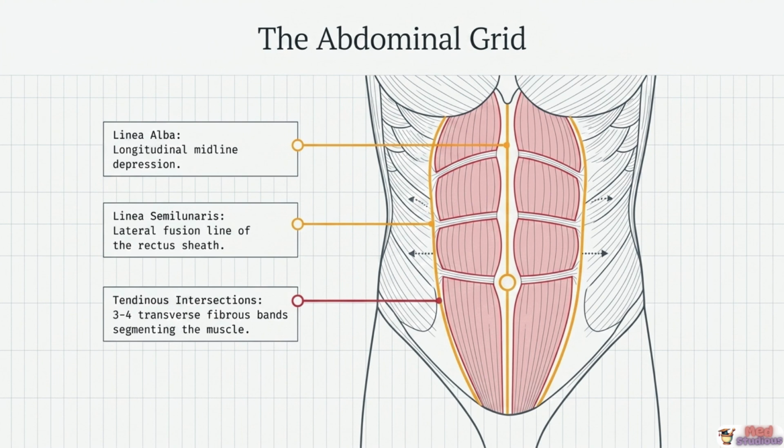Cutting across the muscle horizontally are 3 to 4 tendinous intersections, fibrous bands of connective tissue that segment the rectus abdominis into individual rectangular units, creating the distinct segmented appearance of the abdominal muscles in athletic individuals.